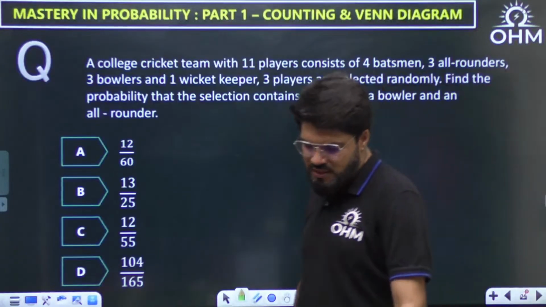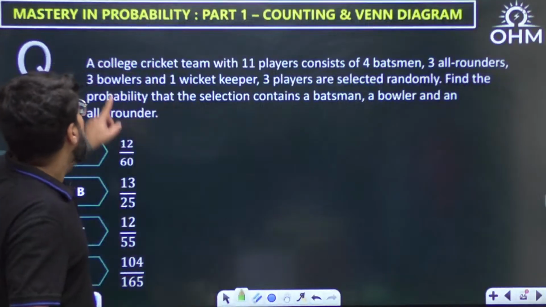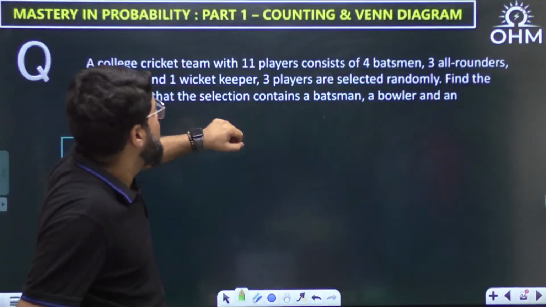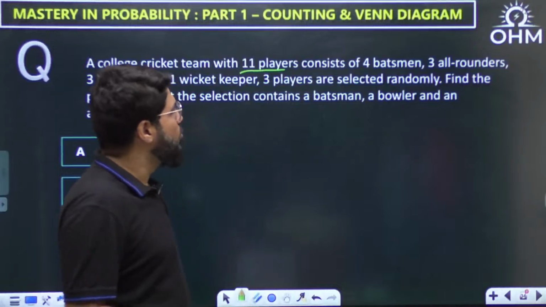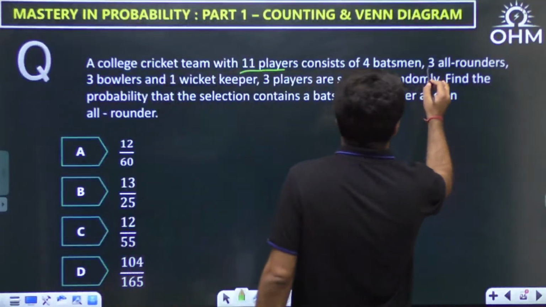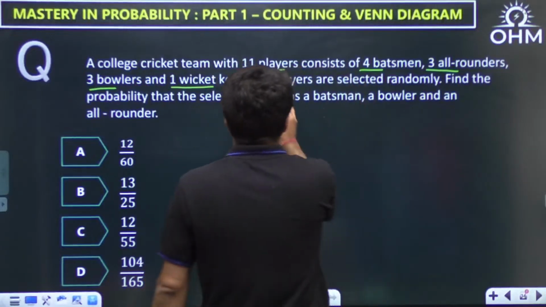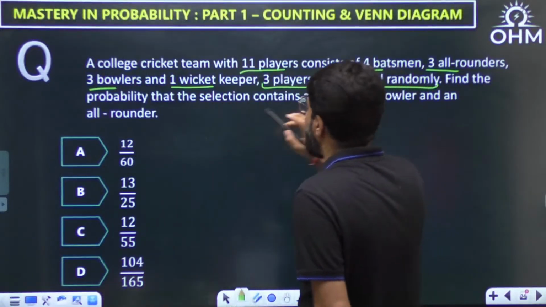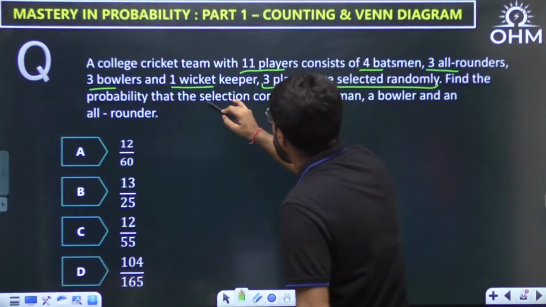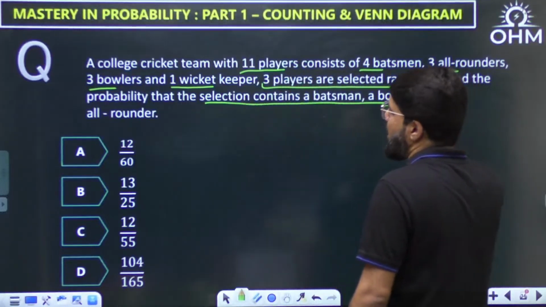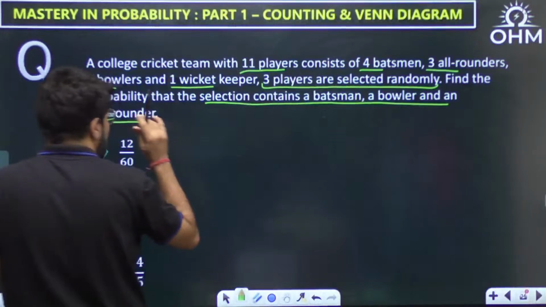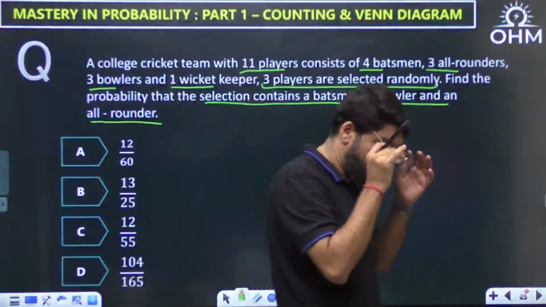Chalo, another question, a simple one only. A college cricket team with 11 players. The 11 players consist of 4 batsmen, 3 all-rounders, 3 bowlers and 1 wicket keeper. Now 3 players are selected randomly. Find the probability that the selection contains a batsman, a bowler and an all-rounder.